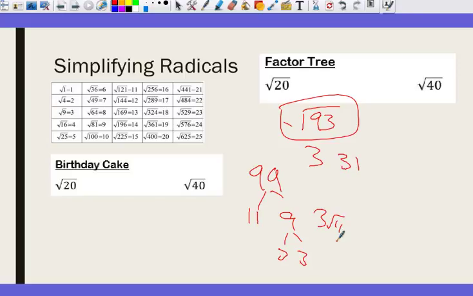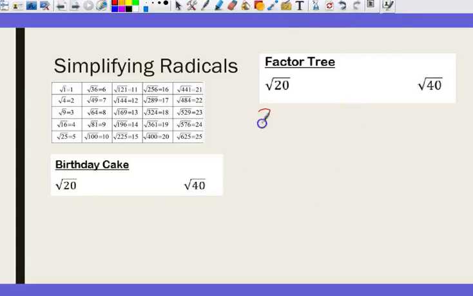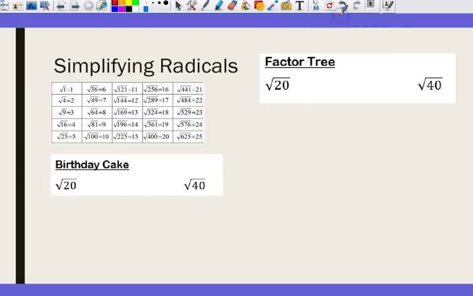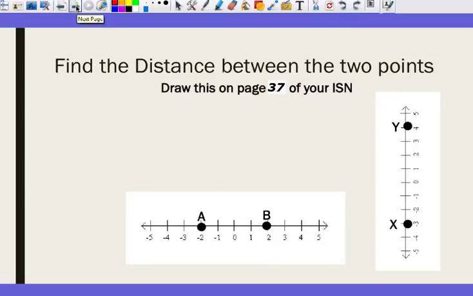242. That's 1, 2, 1, and 2. All right, 250. 251. All right, we're just going to move on. We're wasting time. I already proved that I can do them.